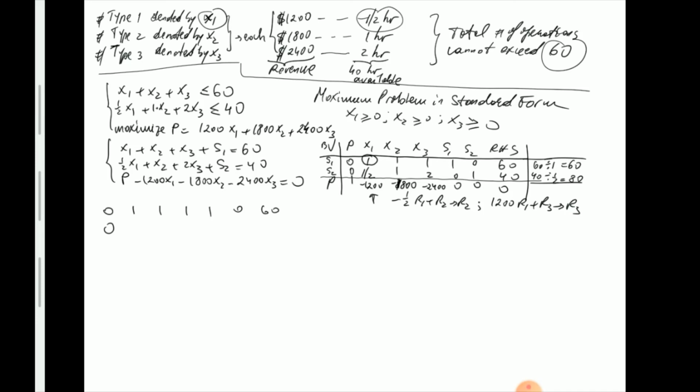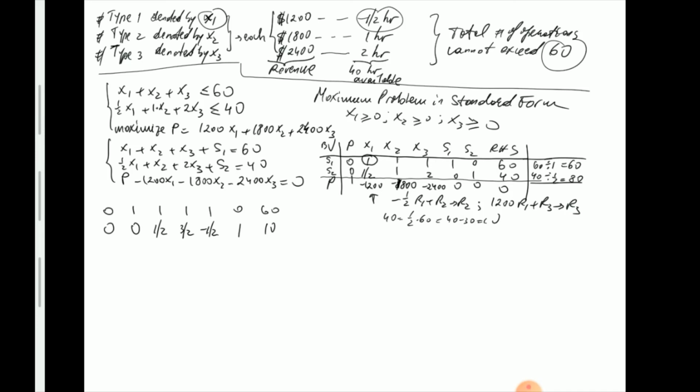Minus 1/2 times 1 plus 1/2, it's 0, obviously. Minus 1/2 times 1 plus 1, that's positive 1/2. Minus 1/2 plus 2, that's going to be 2 minus 1/2, which is 3 over 2. 0 minus 1/2. 1 minus 0 times 1/2, which is still 1. 40 minus 1/2 times 60, that's 40 minus 30, which is 10. So that's going to be 10 over here.